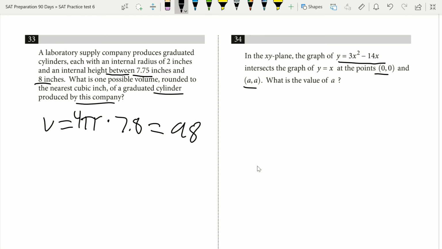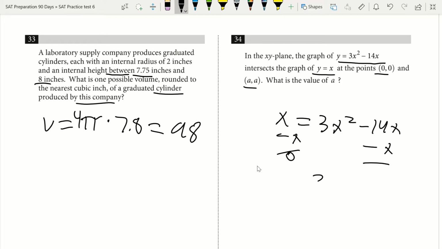So what we're going to want to do here is solve this system of equations. If we know that y is equal to x, we're just going to plug in x for y. Then we're going to have x equals 3x squared minus 14x. Okay, we subtract x from each side. We get 0 there. We're going to have 3x squared minus 15x.